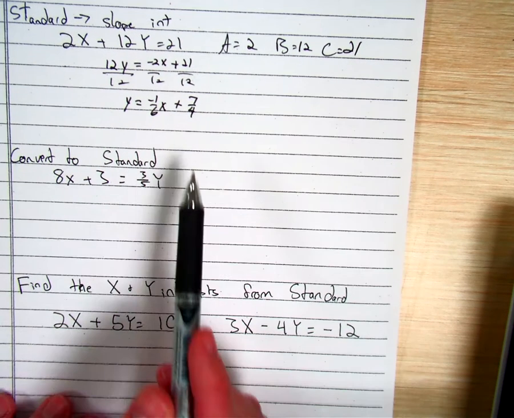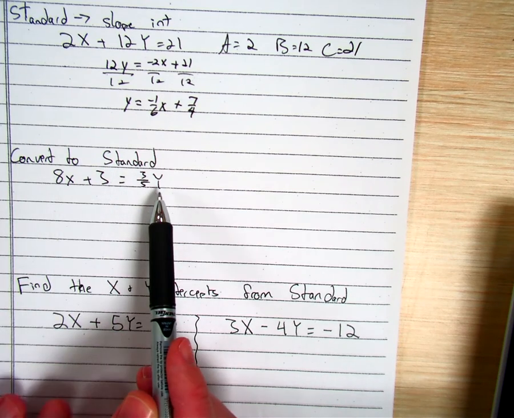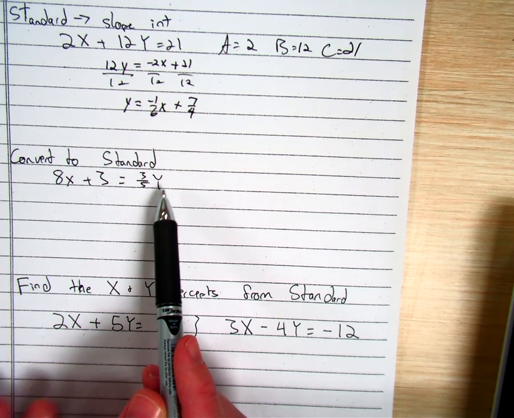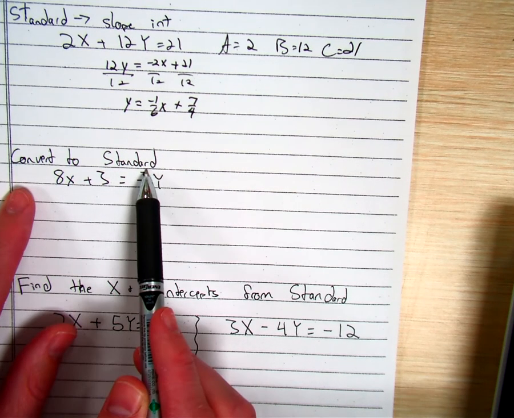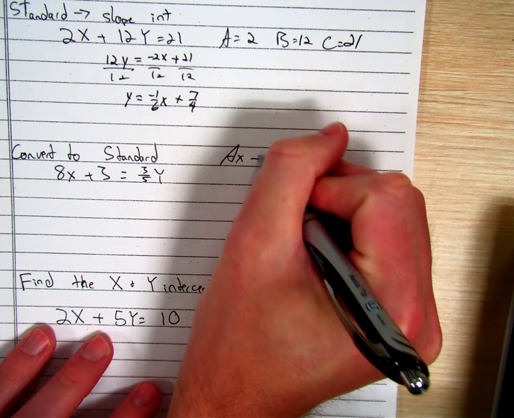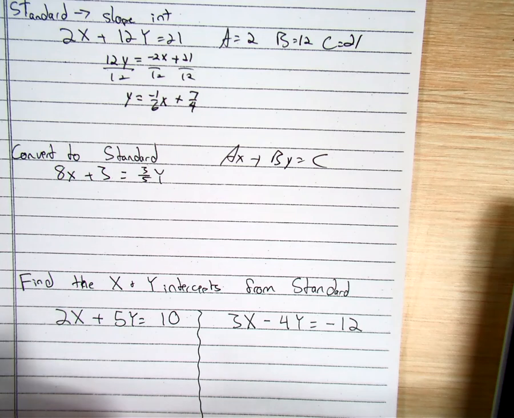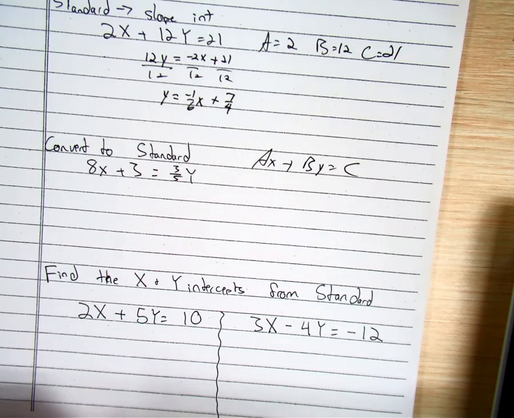Okay, we're going to have you try it again here. Let's go convert to standard. So we're in slope-intercept, kind of. Not really. Close. But we're going to have you convert to standard. Okay? We want this to be an ax plus by equals c form. Ready, set, go.